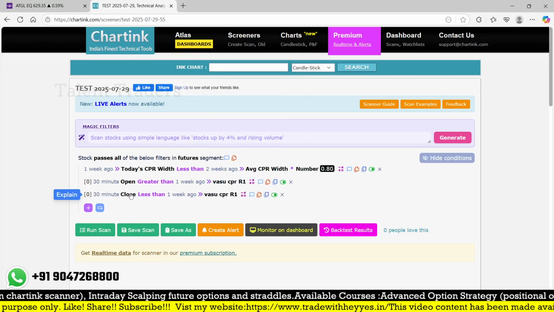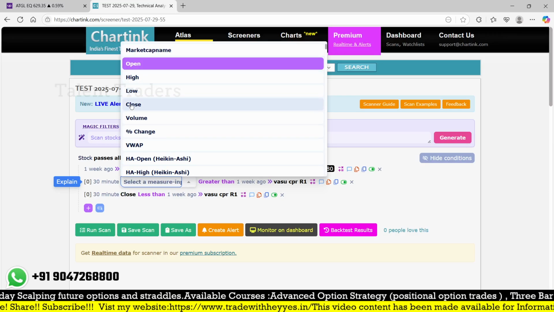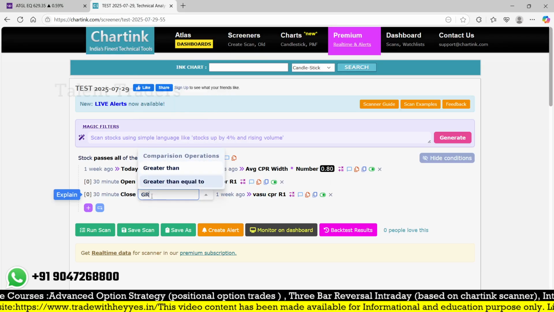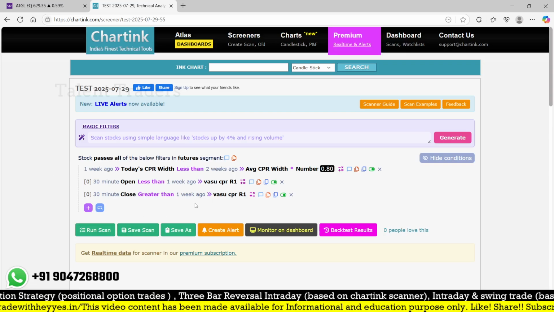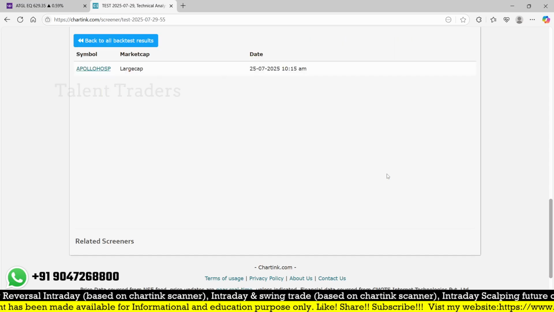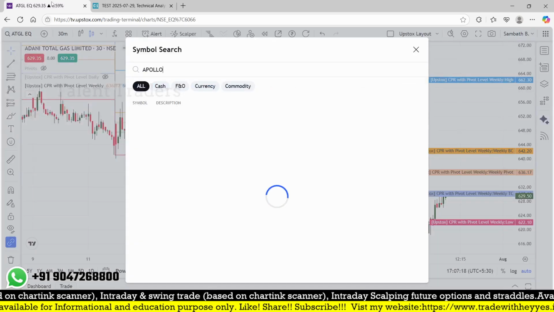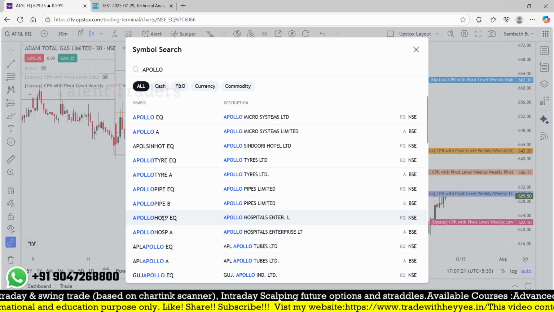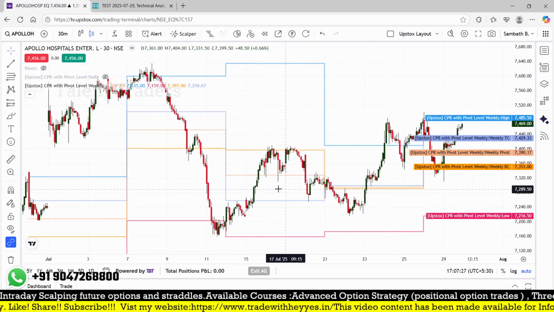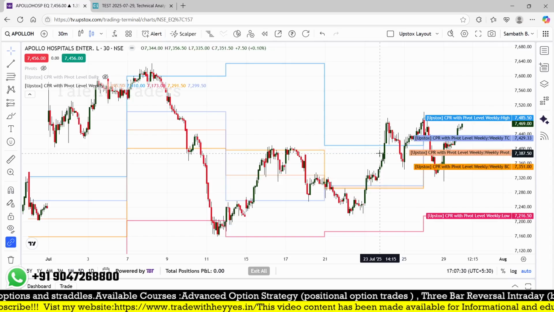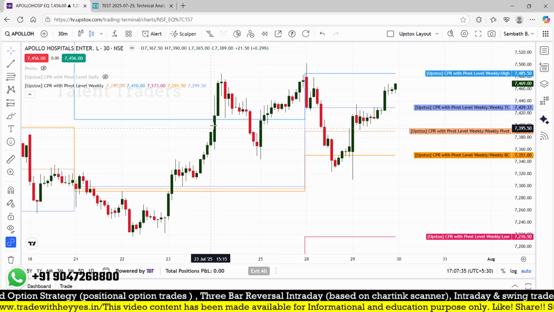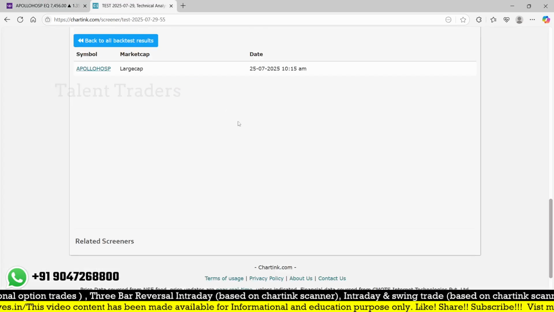So in case you are looking for the upside, then greater than narrow CPR on the weekly basis, and we are trying to find the breakout. So in this case, 25th July, Apollo Hospital, weekly time frame. Here it's a narrow one. Sorry, 25th. Here, this is the date, 9:45, where the breakout is. The first breakout is already here, which happened on 24th at 9:15.